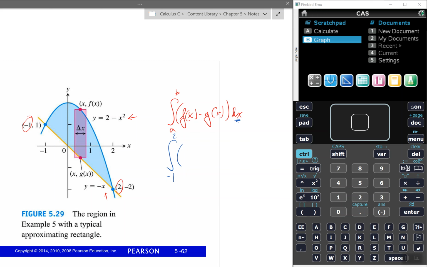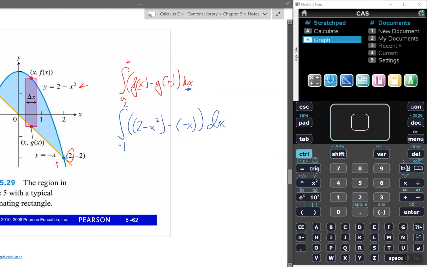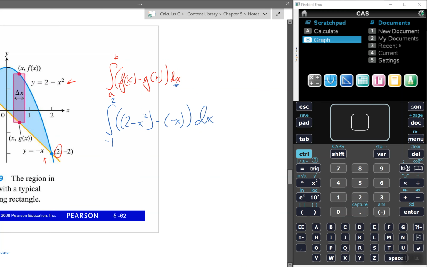So for us from the graphs, it's pretty easy to see that the parabola is on top. So we'll start out with 2 minus x squared. And I'll just go ahead and throw that all in a parenthesis right now, minus the lower function, which is negative x. So if we wanted to do this by hand, we should be able to. The functions do sort of not really go together. There's no like terms, but we can simplify that integrand just a little bit by distributing the negative and dropping some of these parentheses. So we've got 2 minus x squared. That becomes plus x.